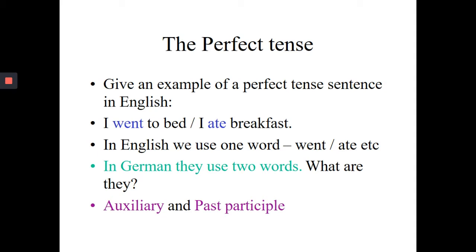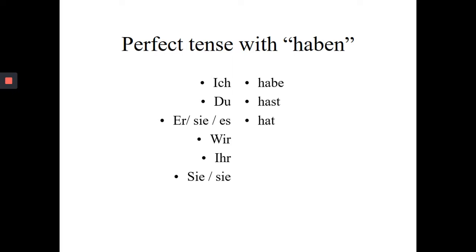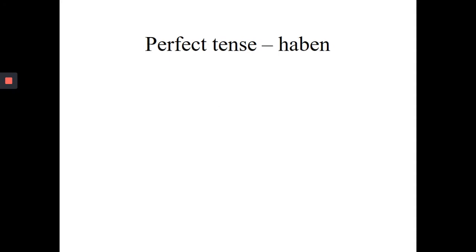We call them the auxiliary verb, so the auxiliary, and then at the end of the sentence we have the past participle. So first of all, to look at verbs that take the perfect tense with haben. We've got ich, du, sie und es, wir, ihr, sie and sie, and then the different parts of haben. It would be very advisable to learn these off by heart, haben, and then the other verb that we need to learn off by heart is sein. So the verb to have, you must learn these off by heart. Ich habe, du hast, sie und es hat, wir haben, ihr habt, sie und sie haben.